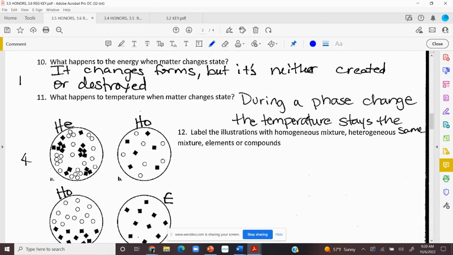What happens when matter changes state? It's going to change forms, but it's not created or destroyed. During a phase change, the temperature stays the same.